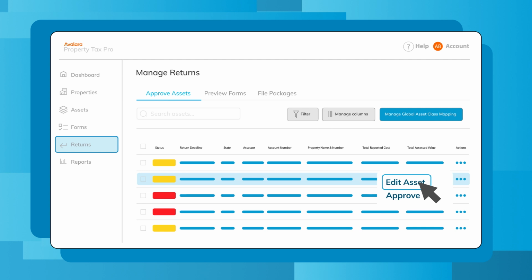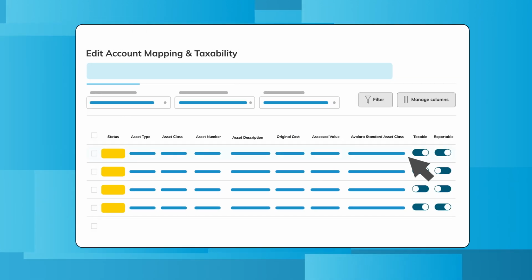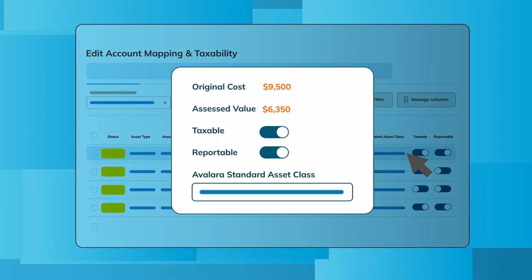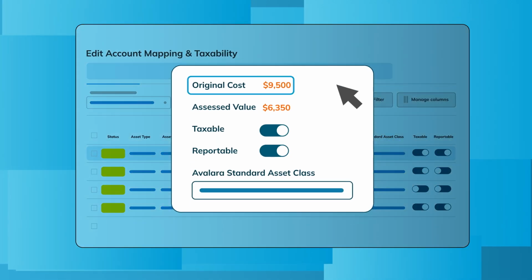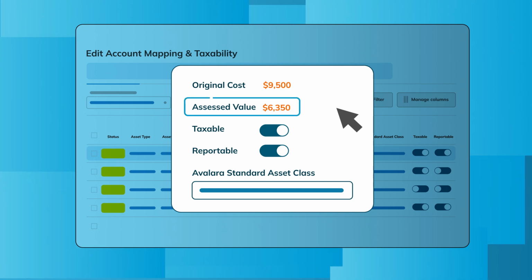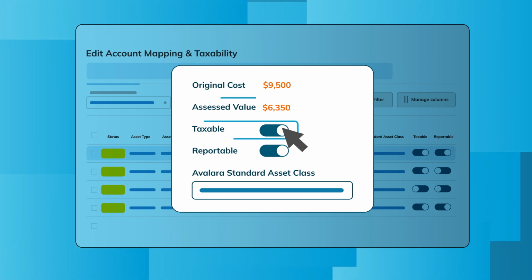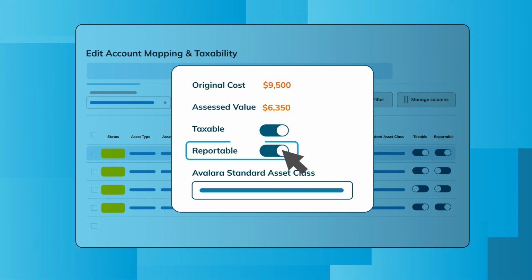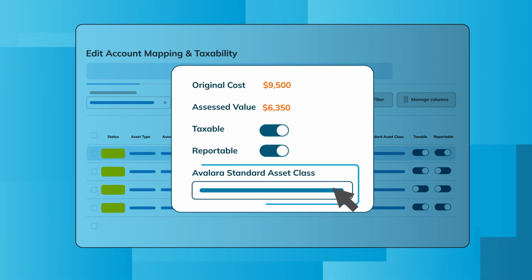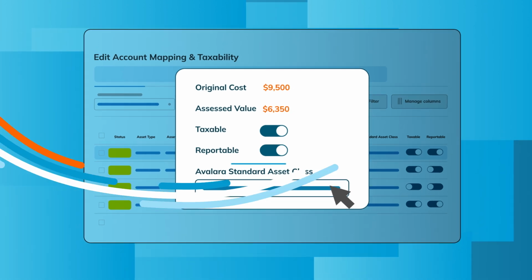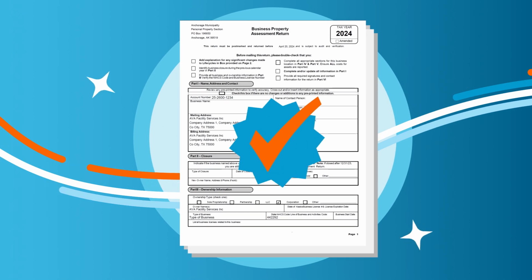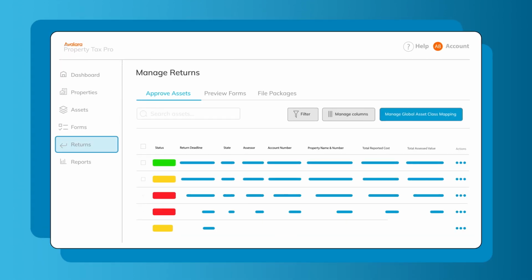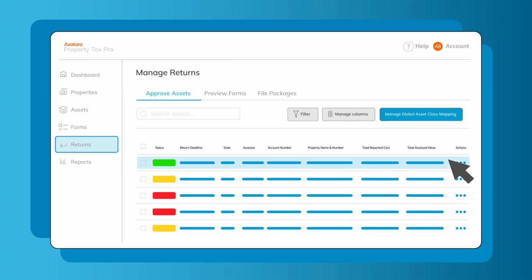Based on our selections, the application has automatically done a lot for us. It applied a depreciation schedule and provided the asset's original cost versus assessed value. It indicated whether an asset is taxable and reportable, and it even mapped the asset to the correct section of the return form. All that's left is to preview and approve. Once the package is marked as filed, it's removed from the dashboard, keeping our overview always up to date.